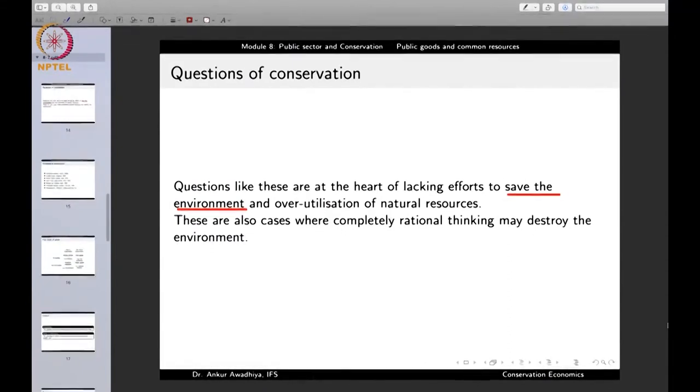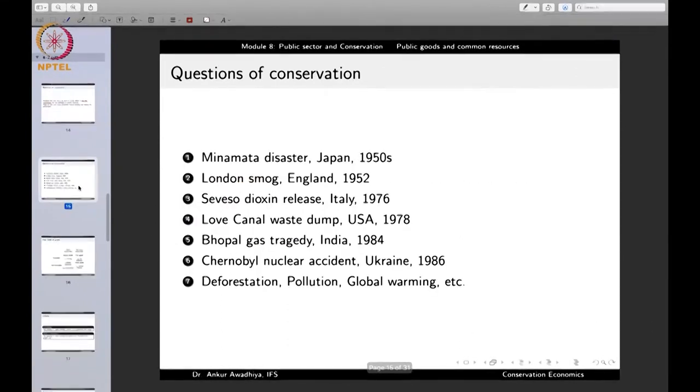These are cases where completely rational thinking destroys the environment. And we have observed a number of such cases, such as the Minamata disaster, in which Chisso Corporation just dumped untreated mercury-containing toxic waste into the seas. Now, it's not that the people from the Chisso Corporation did not know that mercury is bad for the environment. The thing is, if we pollute the seas, then the cost will be paid by everybody. But the benefits will be gained only by us. So why not pollute? That's the sort of thought process that goes on.